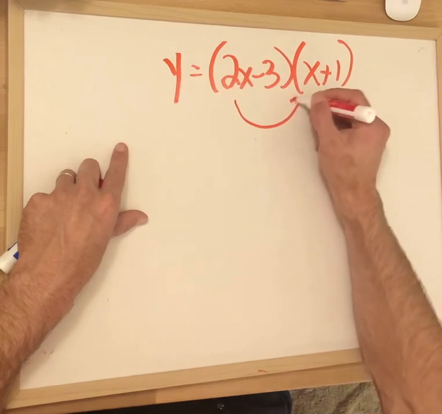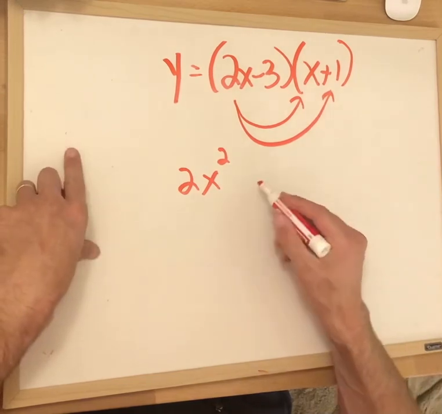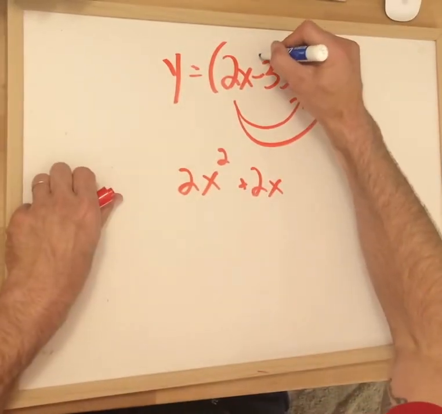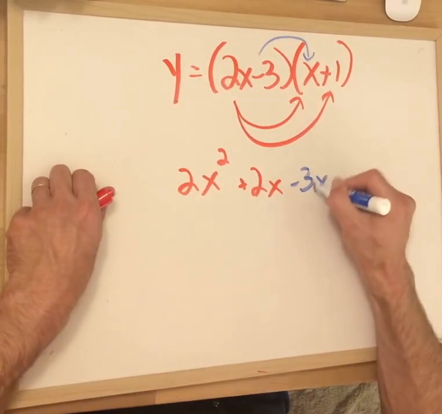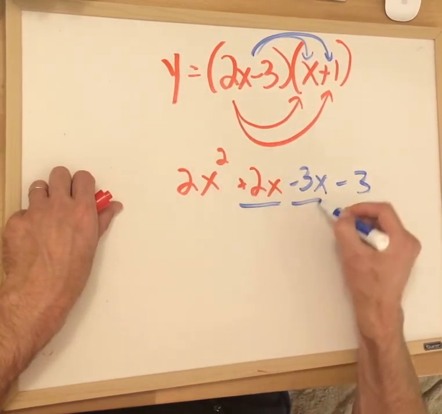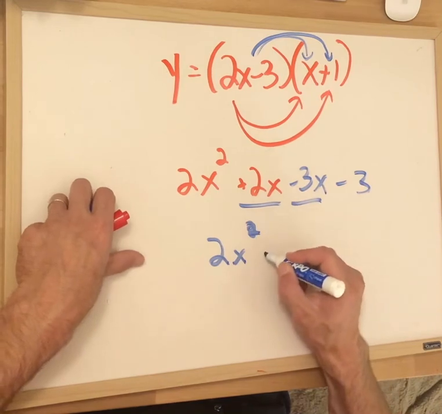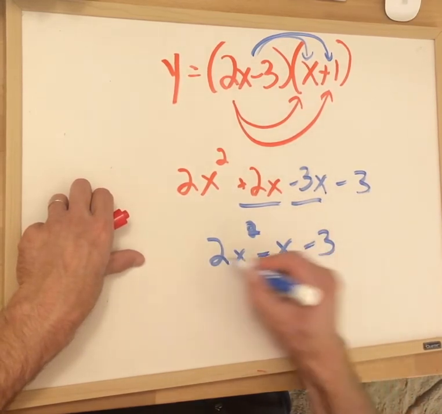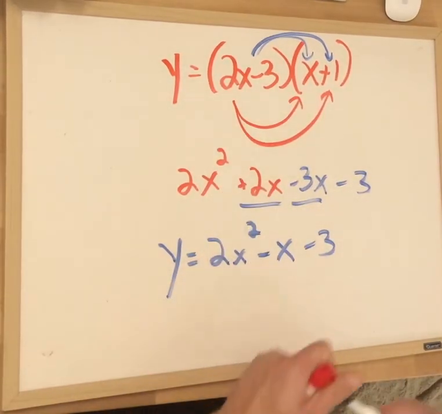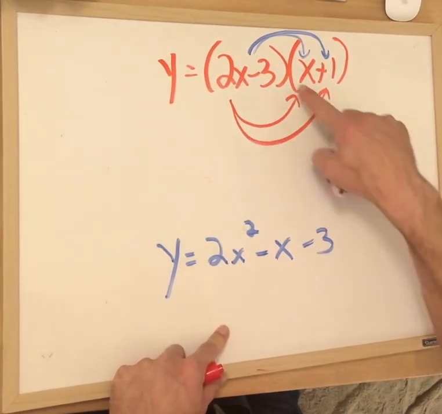If I were to go 2x times x, I would get 2x squared. 2x times 1 is a positive 2x. -3 times x is negative 3x. -3 times 1 is a -3. And then if I combine these middle terms, -3x plus 2x is -1x, so I get 2x squared minus x minus 3. So look, this is the same as this. This is called standard form, and this is called factored form.